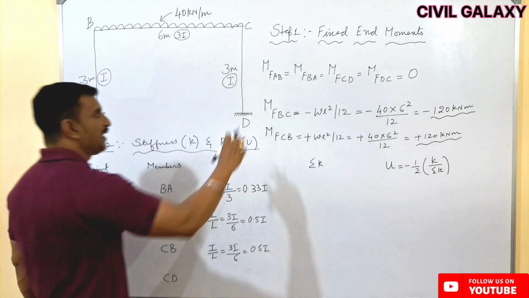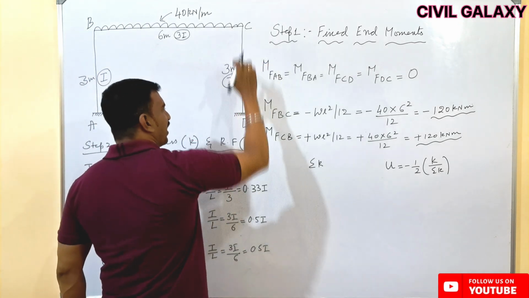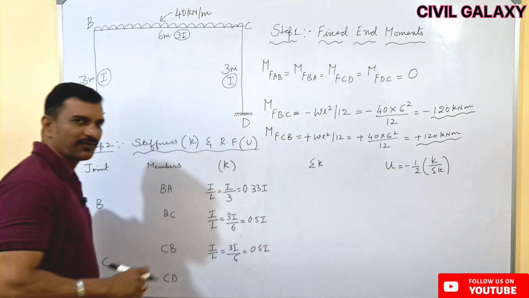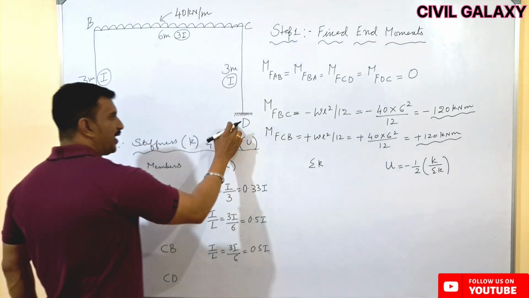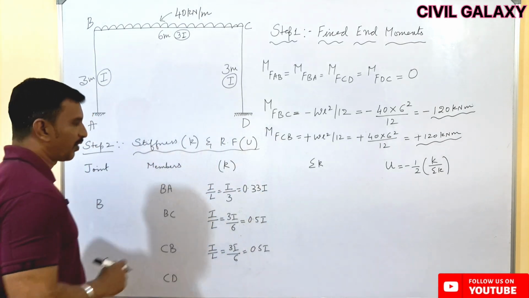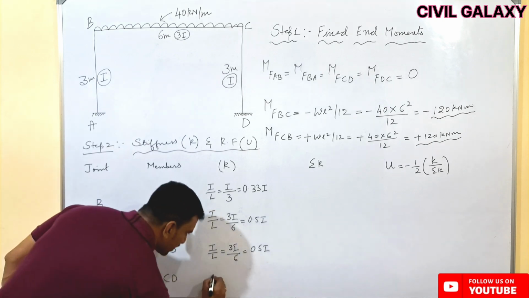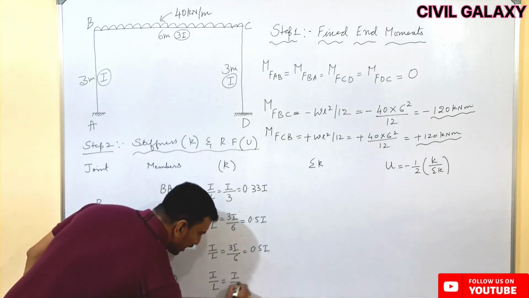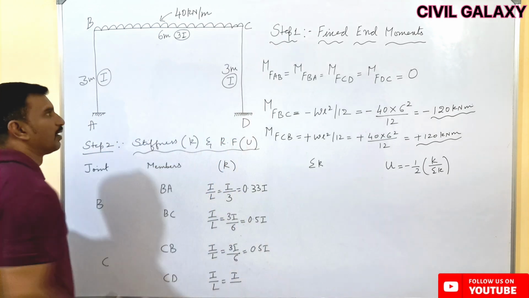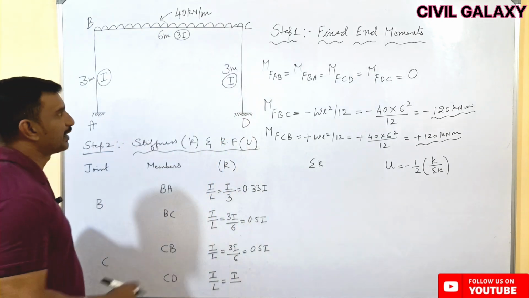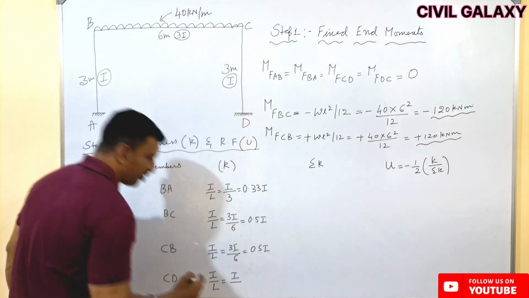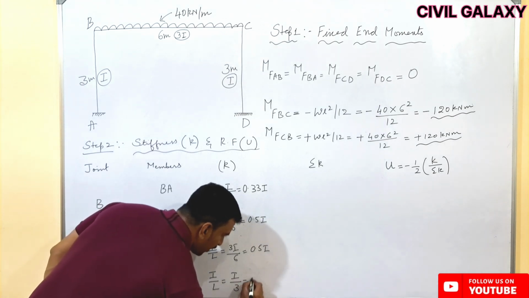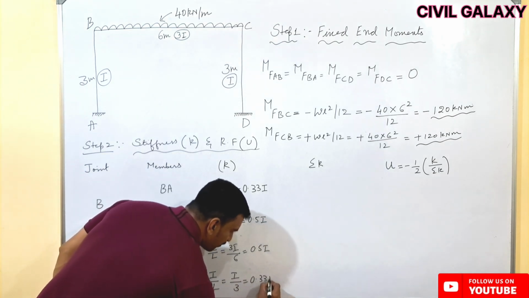And for member CD, if we consider, C is the near end and D is the far end. Since the far end, which is the point D here, is fixed, for fixed end the stiffness is given by I upon L. So here I they have provided, which is I itself, and the total length here is 3 meters, which will be equal to 0.33I.